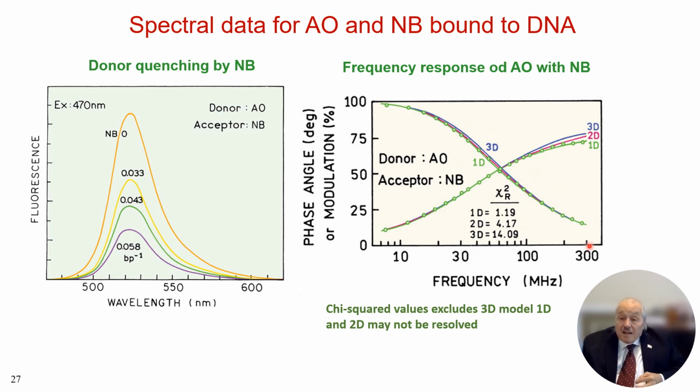The frequency responses, I really wouldn't want to bet the farm on this. I think the frequency responses probably exclude the three-dimensional model, but I'm not sure they're different enough to say the one and two-dimensional models don't fit. So dimensionality is difficult to deal with. I think it'll become increasingly more important as we deal with fluorescence in nanoscale regions where they don't have 3 dimensions available to them.